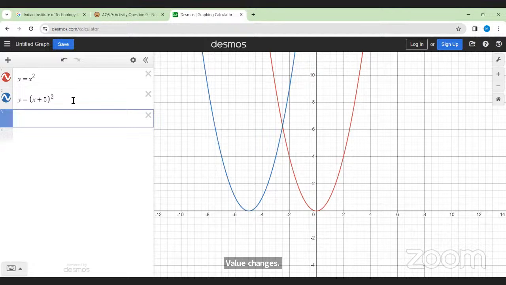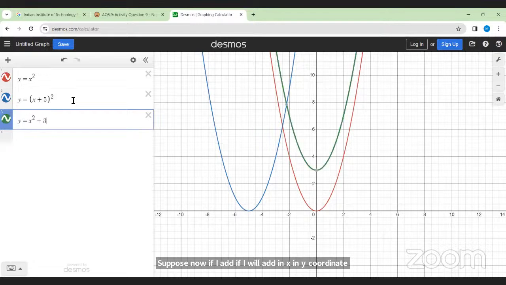Suppose now I add something in the y coordinate, which is why I'm saying it moves upward and downward. Suppose I add 3 units. Observe this is our original graph, and this is 3 units upward. Everyone is clear with this?